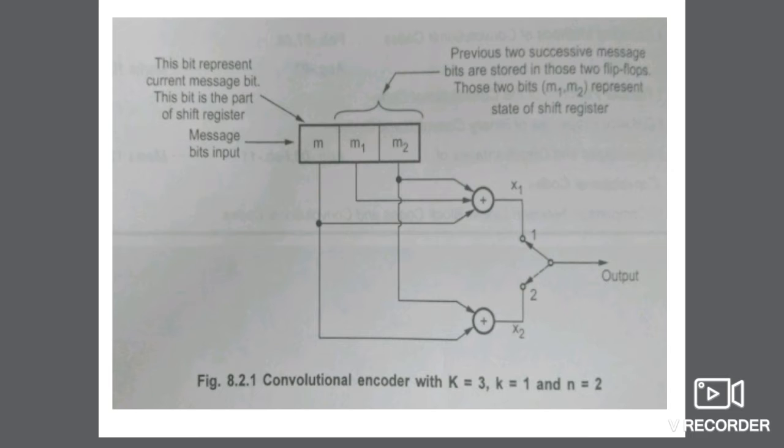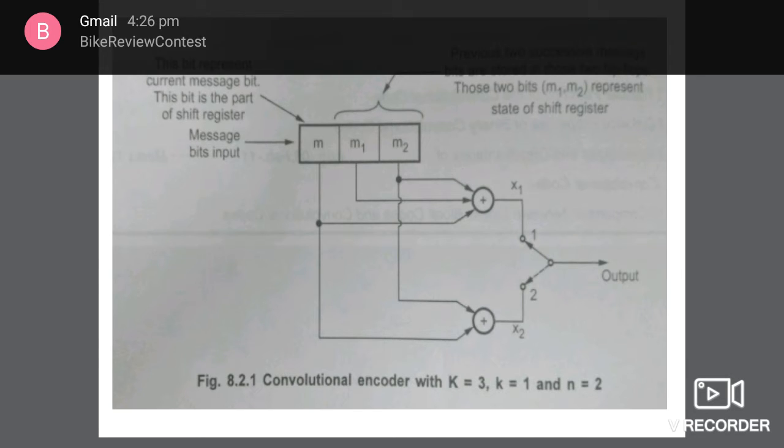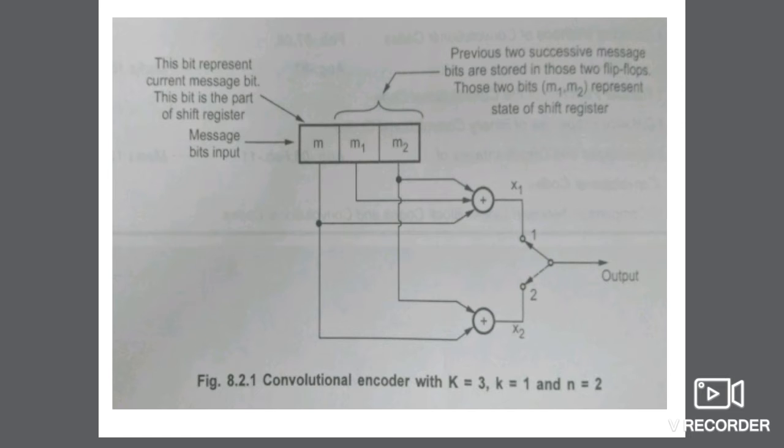Here k is equal to 1 means m, and n is equal to 2 means m1 and m2. The total constraint length K is equal to 3. Convolution coding is done by combining a fixed number of input bits. The input bits are stored in a fixed length shift register, and they are connected with the help of mod-2 adders. This operation is equivalent to binary convolution, hence it is called convolution code.